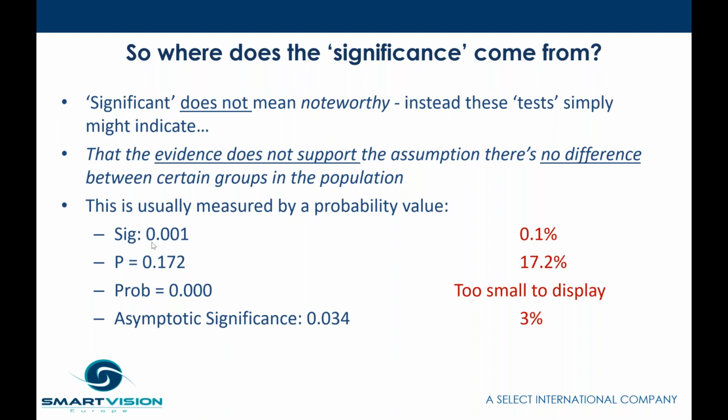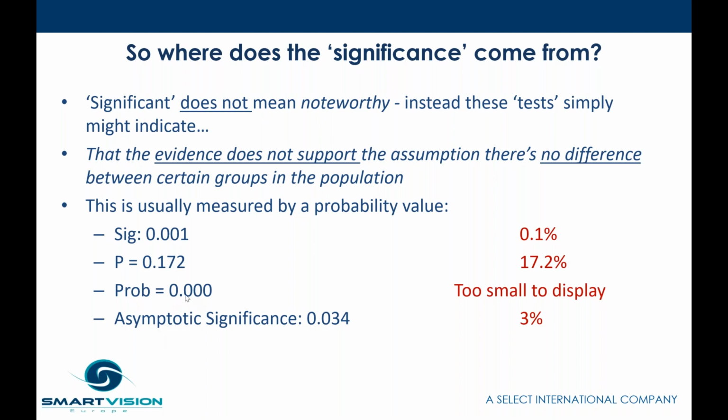So when we see a sig value of 0.001, what we do is we convert that in our head into percentages, and we just multiply it by 100. So you just get used to shifting 2 decimal places towards the left here. That means a significance value of 0.001 means a 0.1% chance. Basically a 1 in 1,000 chance. A p value, a sig value of 0.172 means 17.2% chance.